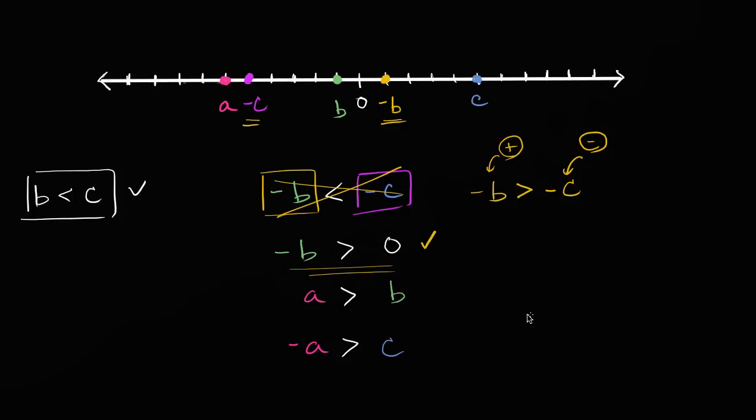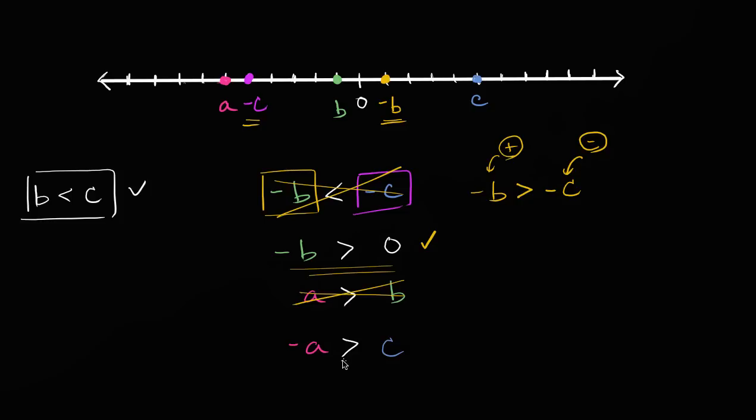All right, now is a greater than b? Well, let's look at it. a is to the left of b on the number line. a is more negative than b. So a is less than b, not greater than b. So this is not going to be the case. In order for something to be greater than something else, it would have to be to the right of it. For a to be greater than b, it would have to be to the right of b. But we see a is to the left of b. a is less than b.